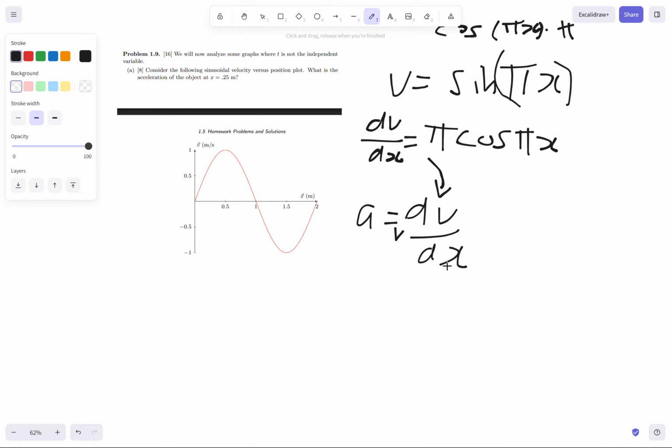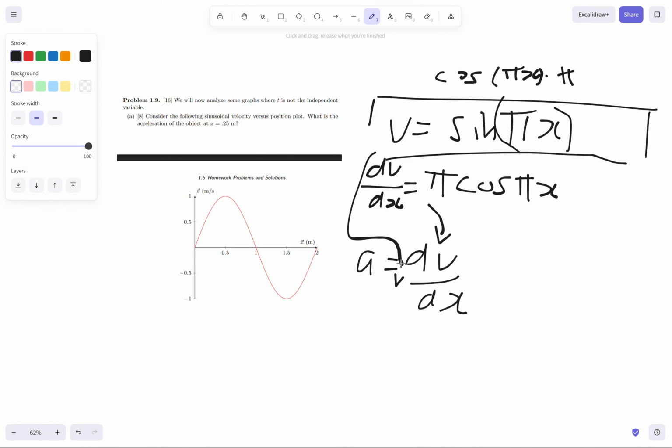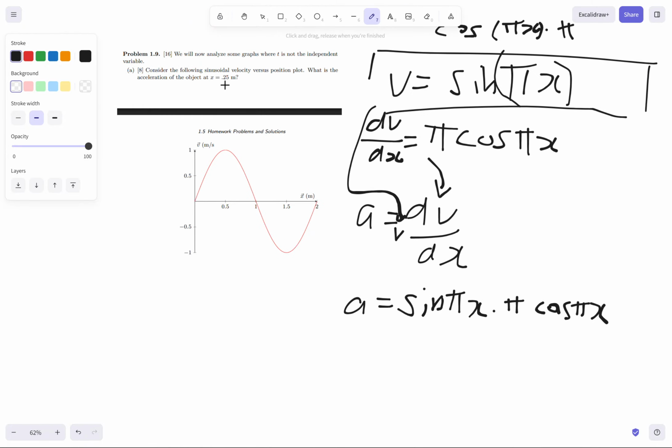And v is given by this. That's also another thing I want to show. v is just given by this. So we get a equals sine pi x times pi cosine pi x. That's our final expression. And remember, it's at 0.25.